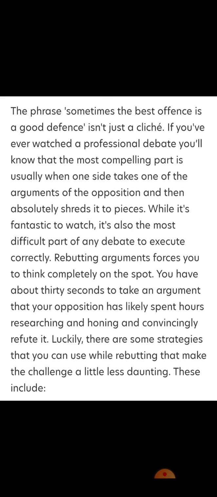You have about 30 seconds to take an argument that the opposition has likely spent hours researching and honing, and convincingly refute it. Sometimes even not 30 seconds. So generally what happens is, when the other person is speaking for 20-30 seconds, in the meantime your mind is busy finding contradictory points to refute it. So luckily there are some strategies which you can use while rebutting.